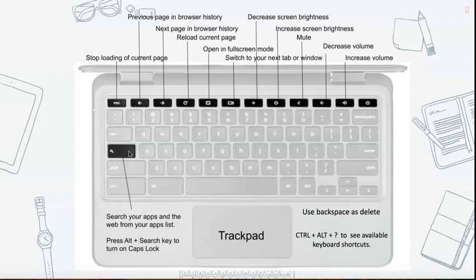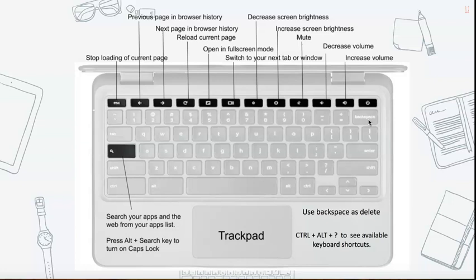Another tip is the backspace. You have a delete button, but your backspace is the same thing as your delete button. And if you press Control, Alt, and question mark at the same time, you'll be able to see a lot more available shortcuts if you are interested in those to use with your Chromebook.